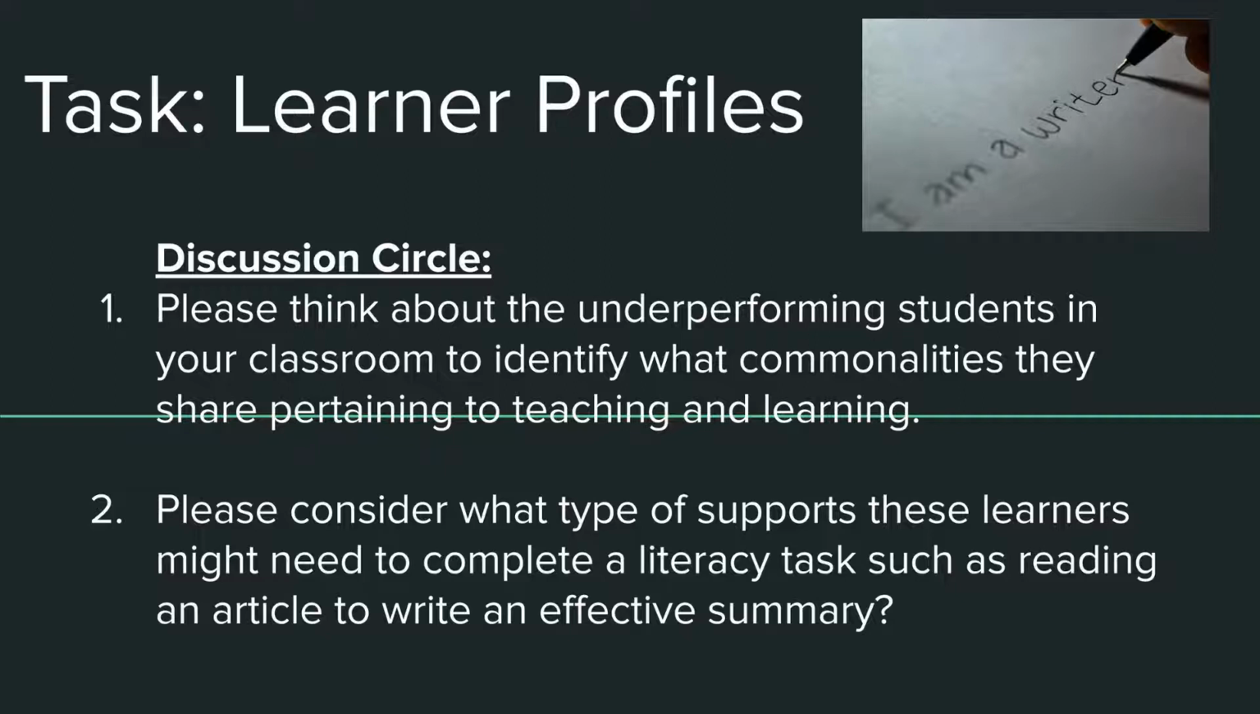Okay, now that we have been able to gauge what some of those commonalities are in struggle for students who are not performing where they should be or who are underperforming, I would like you to think again now about this next question. Please consider what types of supports these learners might need to complete a literacy task, such as reading an article to write an effective summary.